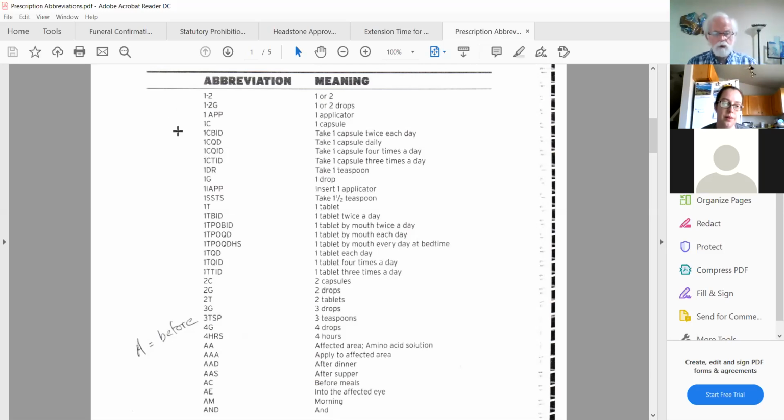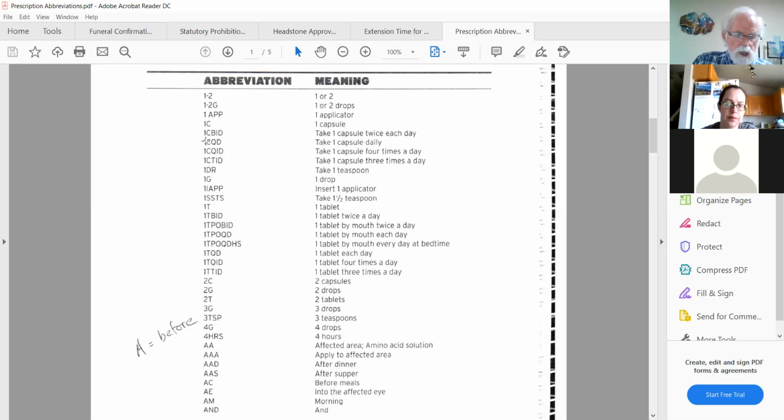But the important thing about Roman numerals on a prescription is that you will see something that might say I cap. That would mean 1 capsule. Or they might write it out in Arabic numerals. But you will see both.